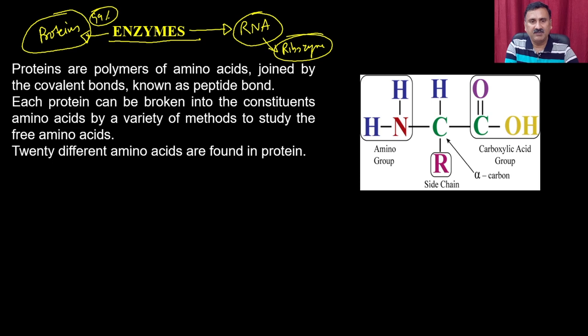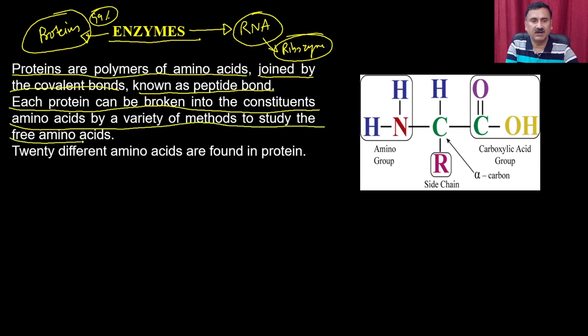So, an enzyme is made up of proteins, and proteins are actually polymers of amino acids, which are joined by a covalent bond known as the peptide bond. Each protein can be broken into its constituent amino acids by a variety of methods to study the free amino acids. There are 20 different types of amino acids present in proteins.